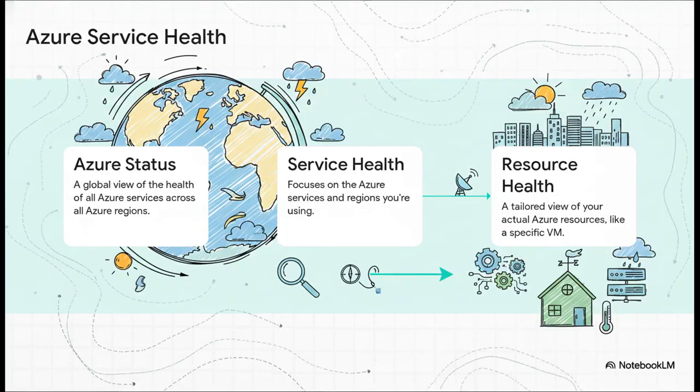The first tool for this is Azure Service Health, and honestly, the best way to think about it is like a weather report. Azure Status, that's the global view, like checking the weather for the entire planet. Service Health zooms in a little closer. That's the forecast for your city, telling you about outages or maintenance in the Azure regions and services that you actually care about. And finally, Resource Health is hyper-local. It's the weather on your specific street, telling you the health of your individual VMs and resources.